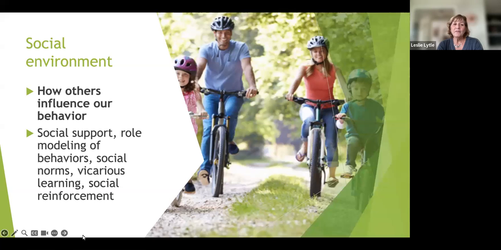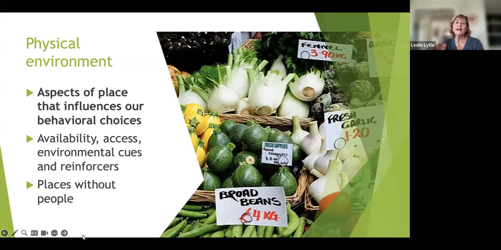When I think about the physical environment, I'm thinking about aspects of place that affect our behavioral choices. So availability, accessibility, cues, and reinforcers in the physical environment are all part of that physical environment. And I think of the physical environment as places without people, because as soon as you put people in the mix, then you've got an interaction of both the physical and the social environment.